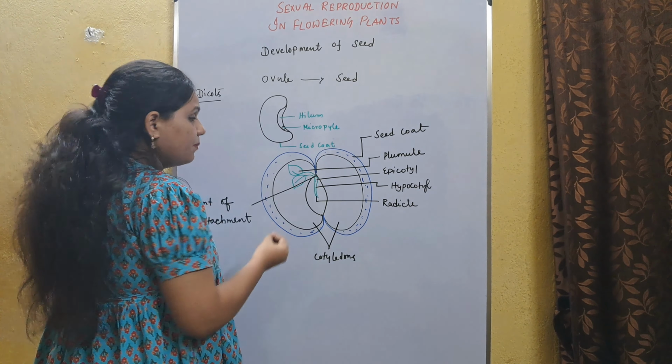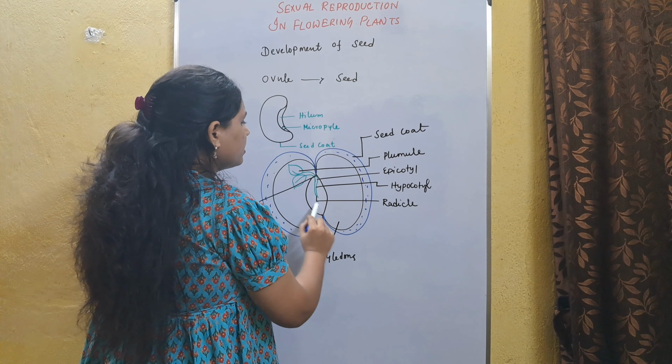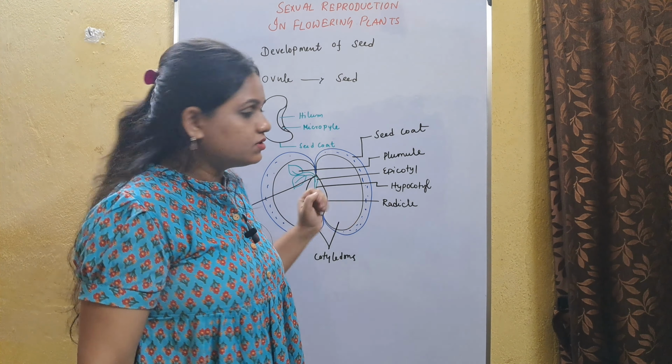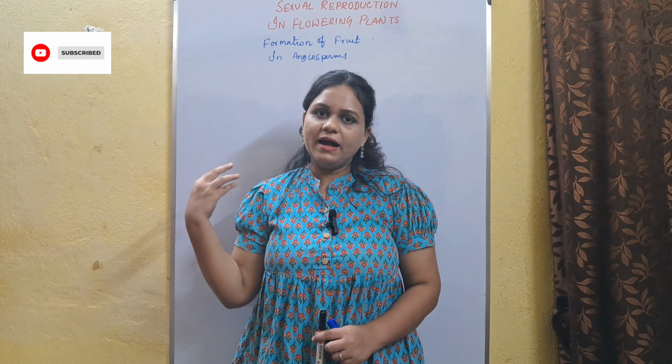If we cut the seed from the middle, it looks like this. Externally it has a protective covering known as seed coat. Next, cotyledons. It has two cotyledons, that's why the name dicot. Now, this tiny plant, as you can see, forms the root and shoot system. This part forms the shoot system, known as plumule, and this one is the radicle, which forms the root system.